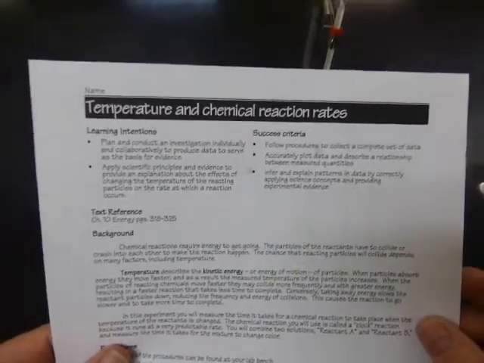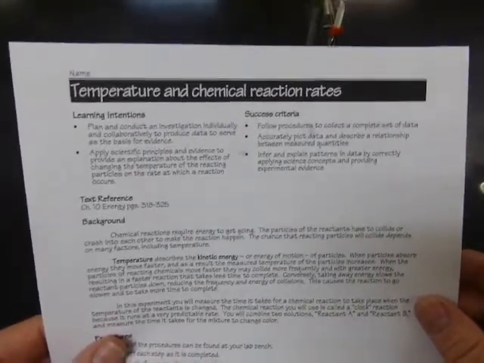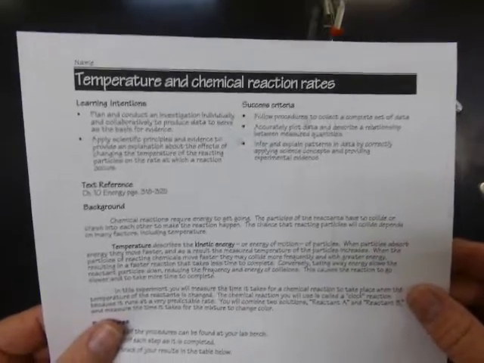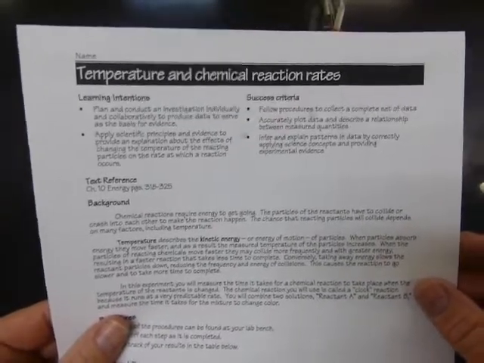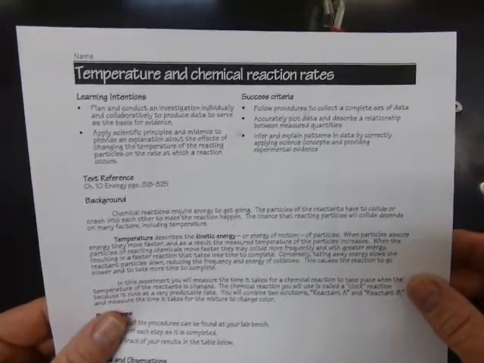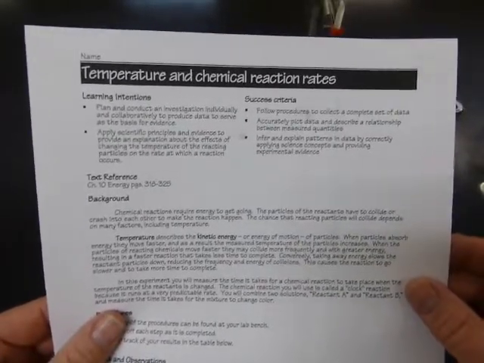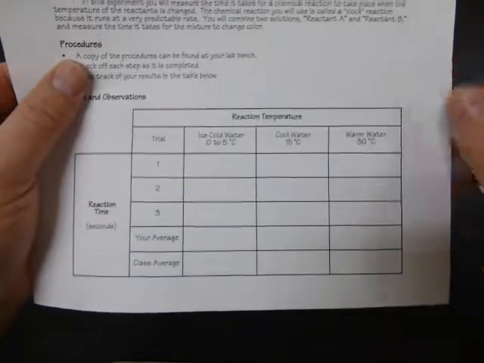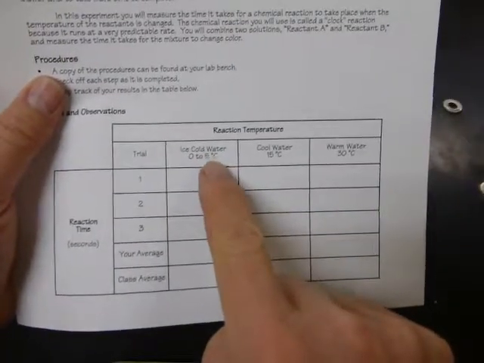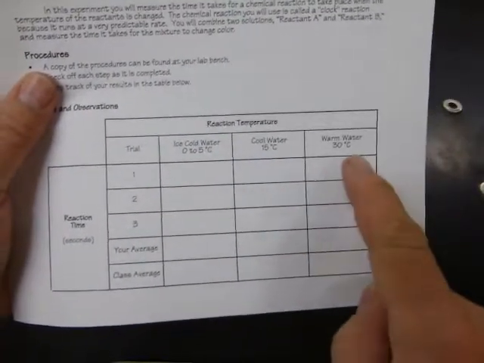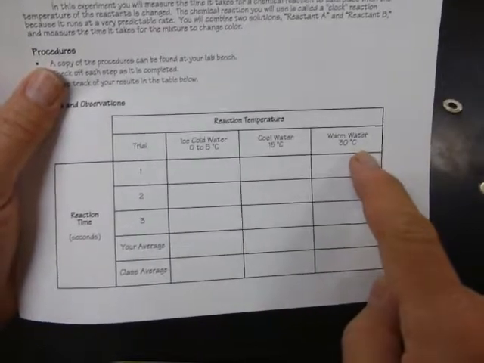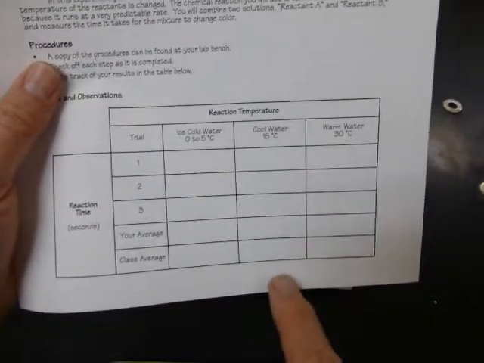Please make sure you have your copy of the assignment Temperature and Chemical Reaction Rates. In this experiment, we're going to use the clock reaction that we practiced in our first experiment, and this time we're going to change one variable, the temperature of the chemical reaction. We're going to use three different temperatures: ice cold, cool, and warm. Today, for the first part, we're just going to do the cool water experiment.